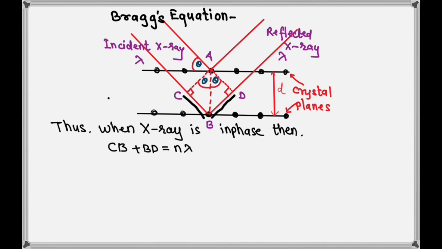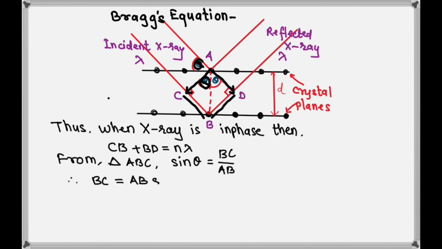Okay, now let us draw one perpendicular from A to C on the second wave and AD on the second wave. Now it makes triangle ABC and triangle ABD. Remember, this theta and this theta have the same value. Now let us consider triangle ABC. In triangle ABC, sine theta is equal to BC divided by AB. Therefore BC is equal to AB sin theta. We just transfer this AB from this side to that side.